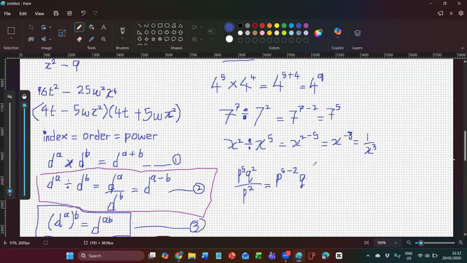You got that? All right. So the next thing is 5 minus 2 is what? 3. So the final answer is p raised to the power of 3 q raised to the power of 2. That's it. So the q was just there for fun. Nothing happened to it. It was just there for fun, really.